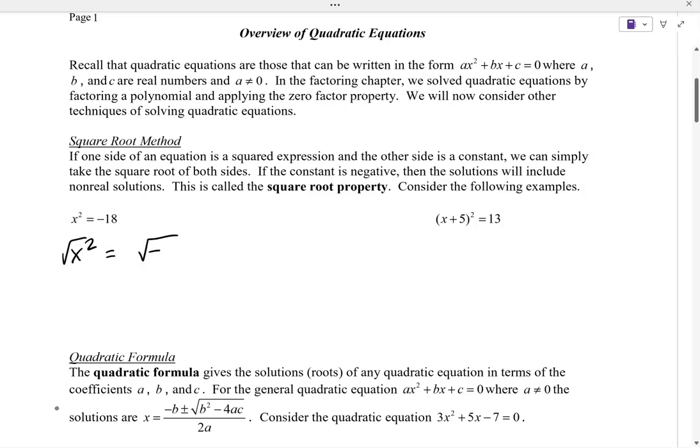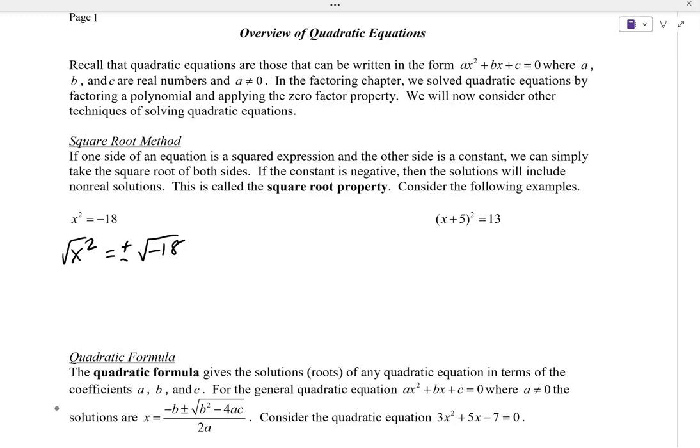Now, one thing that you have to be very careful with when you're taking square roots of both sides of an equation is, remember, when we do the square root of something, we mean the principal square root, the positive square root, right? But remember, when you square a negative number, it becomes positive as well, doesn't it? Okay? So anytime that you use the square root property, you need to make sure that you do plus or minus when you take the square root.